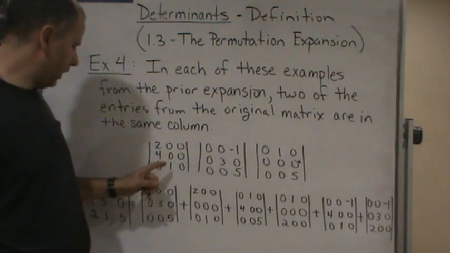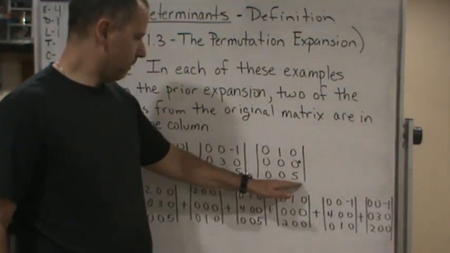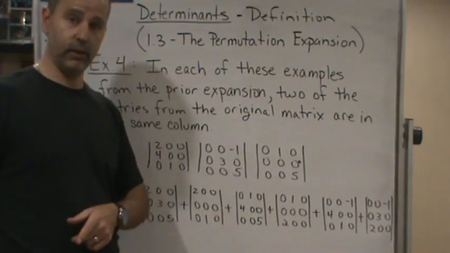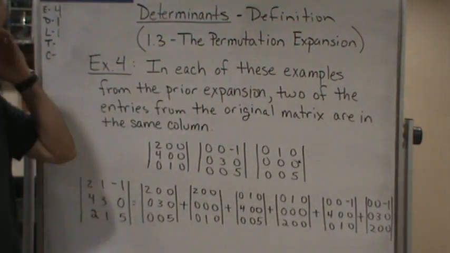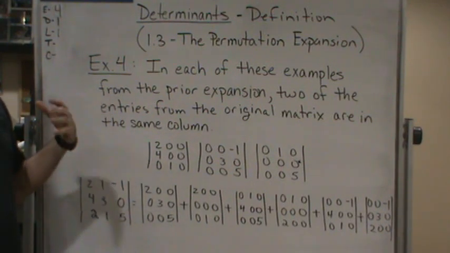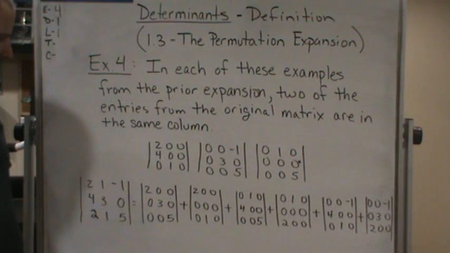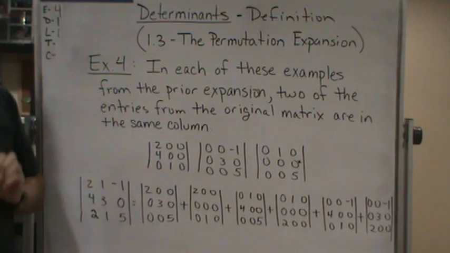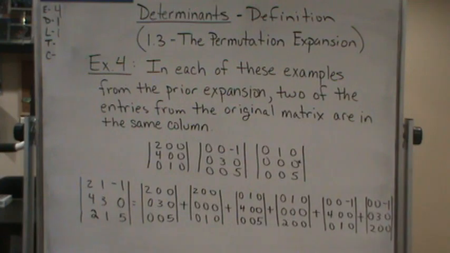Why that's important is because if you have these 2 from the same column, then guess what? This is a multiple of this one, which means that this matrix is singular, which means the determinant is 0. So we can just eliminate any of these determinants where the matrix has 2 original entries in the same column. And when you reduce that and get rid of them, you end up with just 6 determinants that you're going to add up. And so these are the 6 determinants.